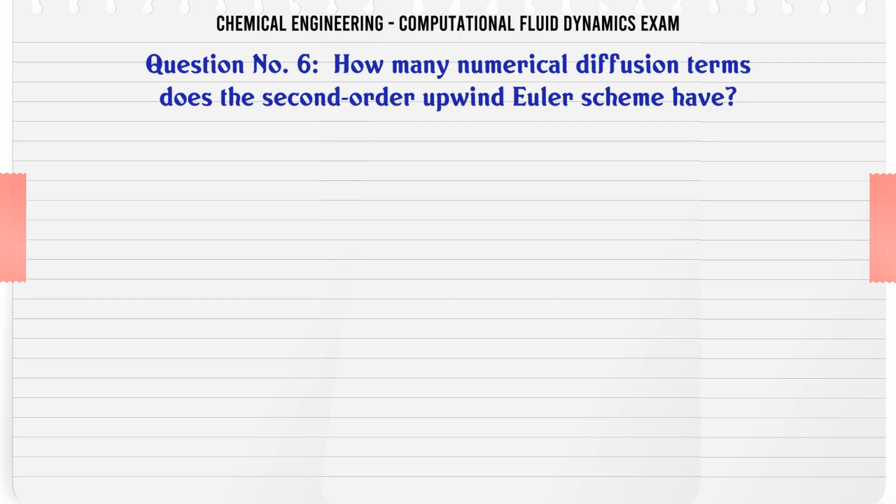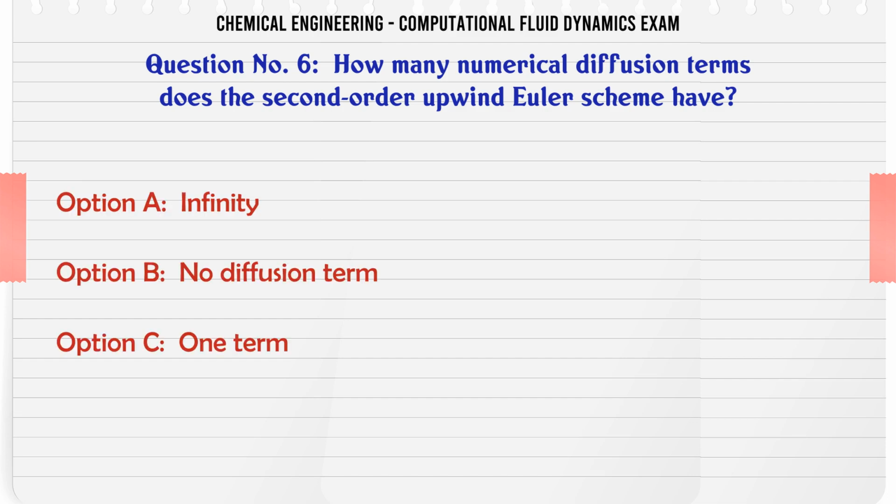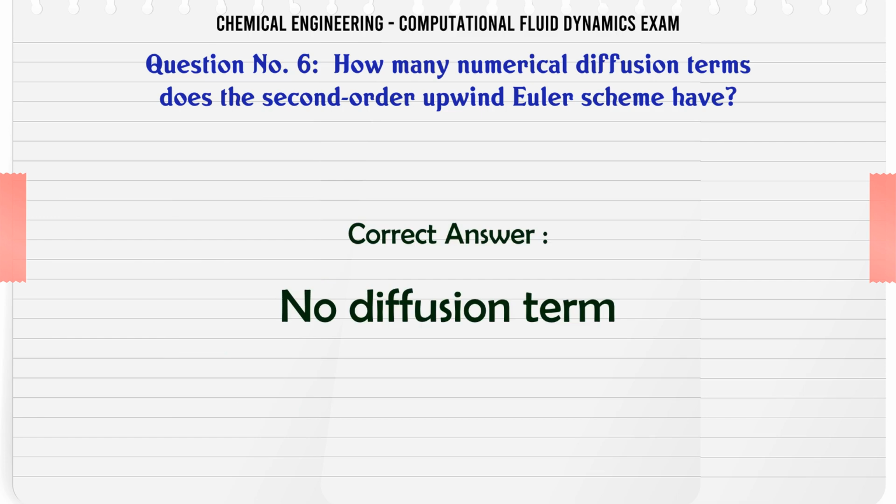How many numerical diffusion terms does the second-order upwind Euler scheme have? A. Infinity. B. No diffusion term. C. 1 term. D. 2 terms. The correct answer is no diffusion term.